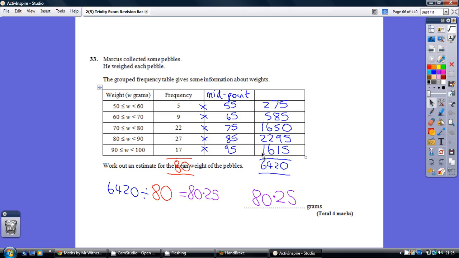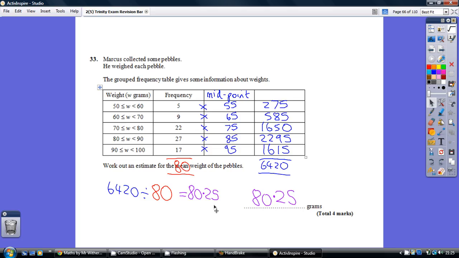So once we've worked out the total weight, as per normal, to work out a mean, we then divide by the number of pebbles. Now here, it's a clever question this. It doesn't tell us how many pebbles there are. So the way to work that out is to add up this column here, the frequency. We're told that 5 pebbles weigh this, 9 pebbles weigh this, and so on. So the total number of pebbles is adding up this column, which comes to 80. So basically, total weight of all the pebbles is 6420, divided by the number of pebbles, which is 80, and that gives us 80.25.